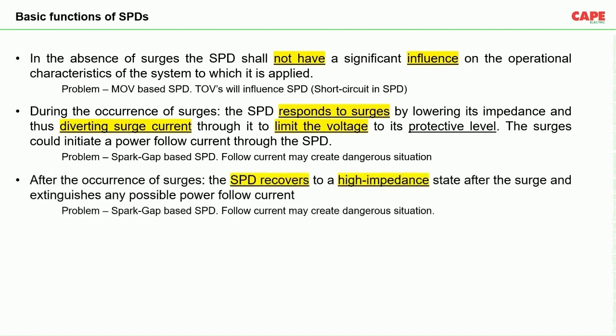Third thing is, after the occurrence of surges, the SPD recovers to a high impedance state and extinguishes any possible follow current. That means once the surge has gone, normally, as I told, SPD is in a very high impedance condition. During the event of surges, it will create a short circuit. And once the surge voltage is gone, SPD should again come back to its normal state and should not create any follow current. Again, in case of spark gaps, follow current can create a dangerous situation.